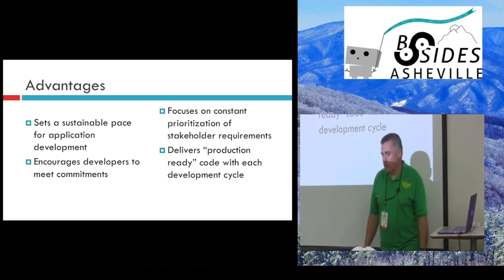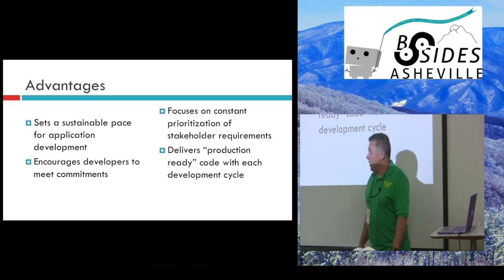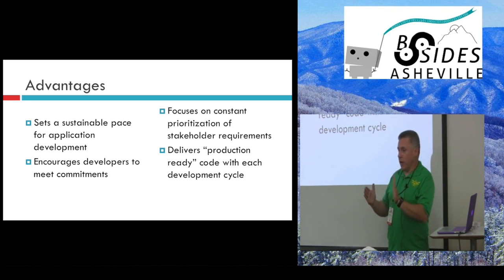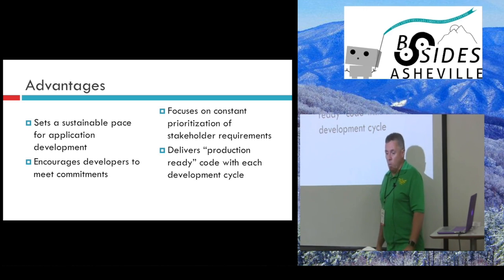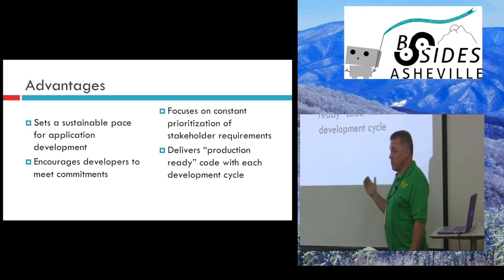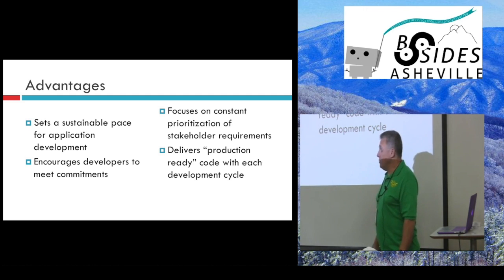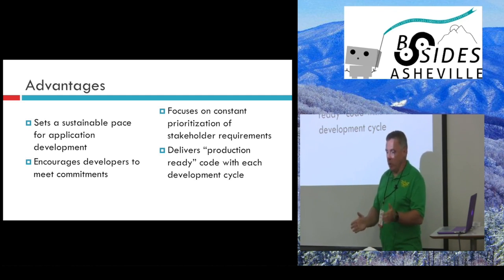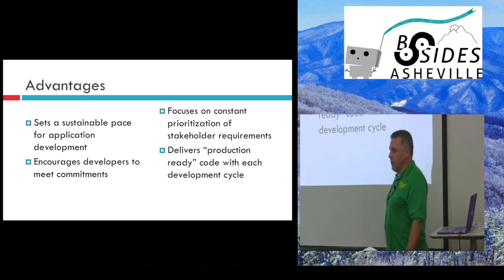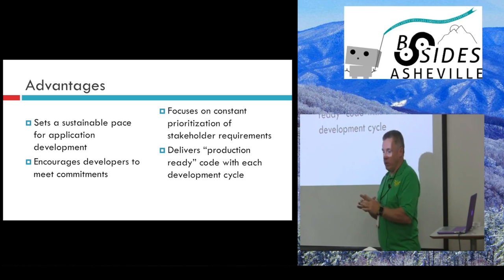More advantages. Developers say, you always keep shrinking our window, keep asking for more and more and more. One of the key ideas behind Agile development is it sets a sustainable pace for your development. So what's supposed to happen if you're doing Scrum, what's supposed to happen over the first 3 cycles is you're supposed to figure out how much work your team can actually do, the team of people that you've got.